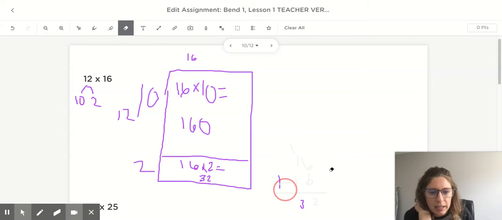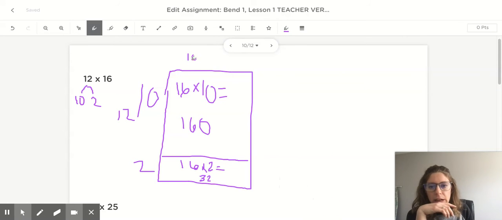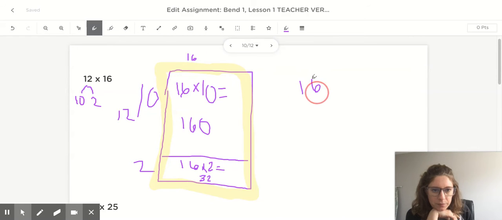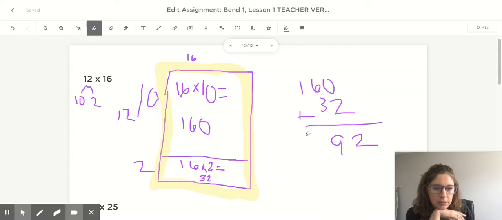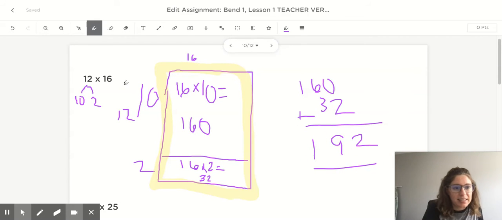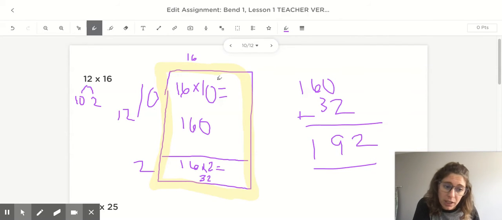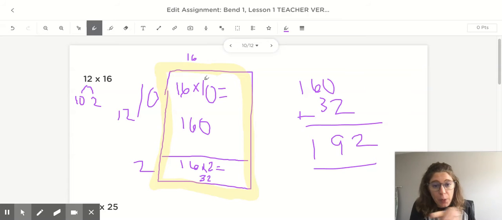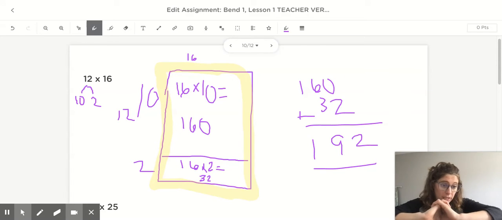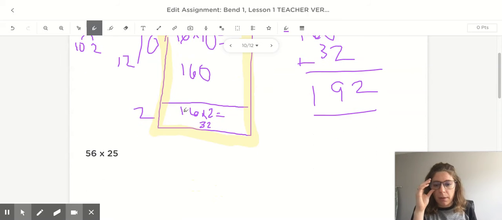Now I use the area of my smaller rectangles to find the area of my big rectangle. My big rectangle here, 160 plus 32. Add those two up, add the area of my small rectangles to get the area of my big rectangle, 192. So 12 times 16 is 192. A 12 by 16 array, or 12 by 16 rectangle, has an area of 192. And I know that because I used a small multiplication problem to help me find a big multiplication problem.